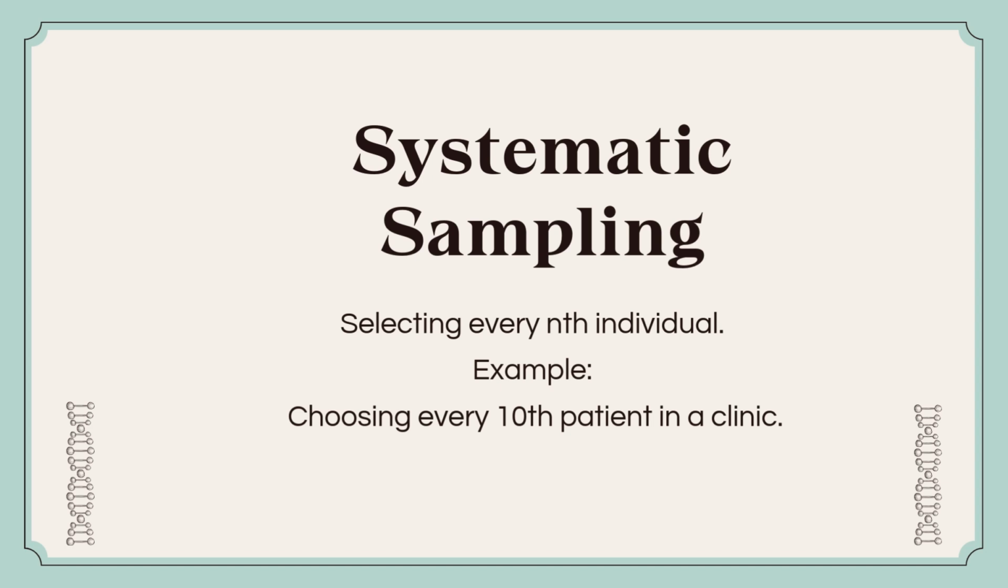Now, systematic sampling is still under the probability sampling method, right? It is the selecting of every nth individual. What does this mean? For example, you have 100 patients in a clinic and you decide to choose every 10th patient. That means you pick the 10th patient, you pick the 20th, you pick the 30th, every 10th patient. Or you have 1,000 and you decide to pick every 100th. So the nth individual, like the 100th individual, right? I believe that's clear. It's just picking out.